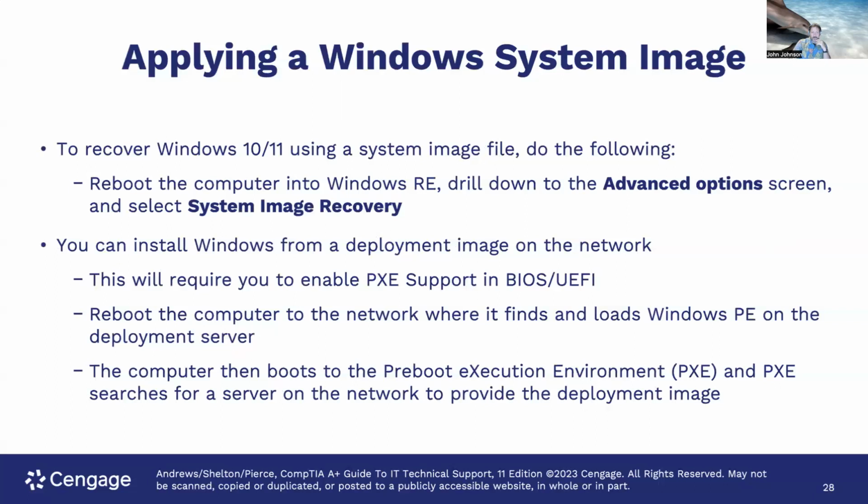And you can install Windows from a deployment image on the network as well. This is going to require you to enable PXE support in BIOS/UEFI. Then you're going to need to reboot the computer to the network, where it finds and loads Windows PE on the deployment server. So you need to have a server here as well. Then the computer is going to boot to PXE, the Preboot Execution Environment, and PXE searches for a server on the network to provide the deployment image that you're going to use to re-image the drive.